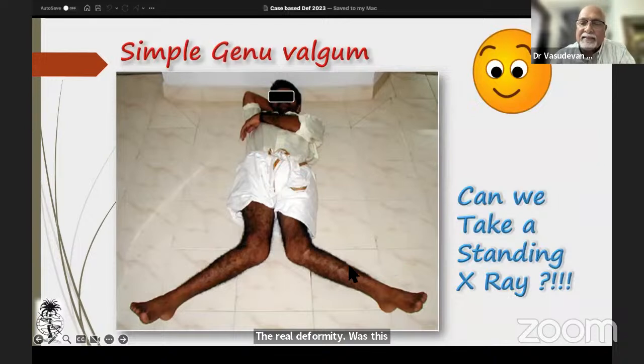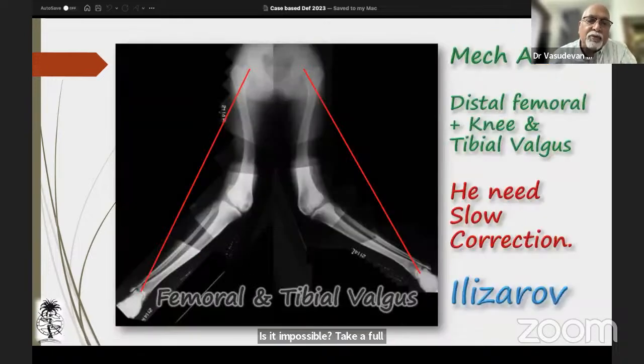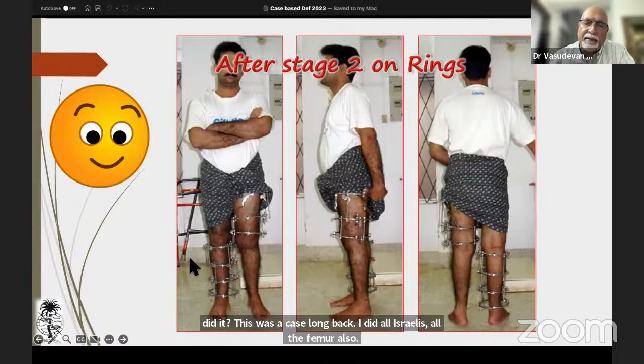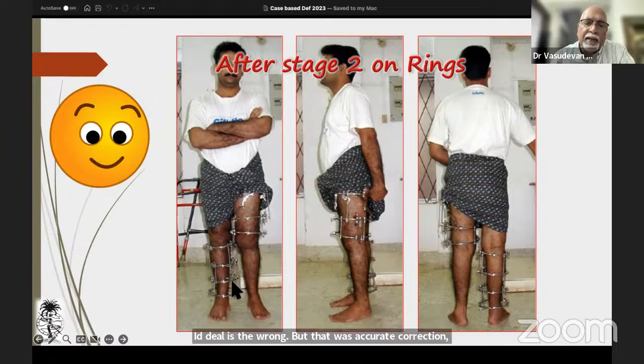Bilateral, can we take a standing x-ray for this boy? It's impossible to take a full length x-ray standing, so I took multiple films like this. So that is the mechanical axis. And he had a distal femur valgus and intra-articular deformity and extra-articular tibial deformity. This was a case long back. I did all Ilizarov. The femur also I did Ilizarov, but that was acute correction and this is the tibial correction.